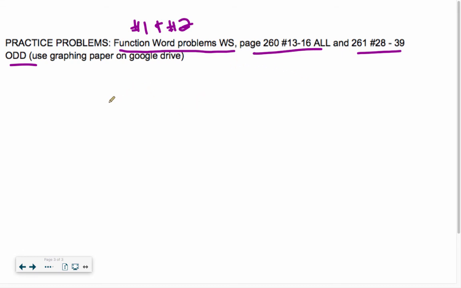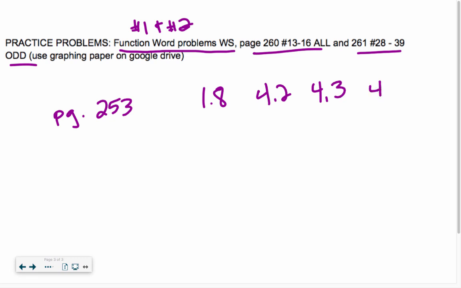Okay? You can also look at 253, I believe, is some good practice problems for domain and range, if I remember that correctly. So we've studied 1.8, 4.2, 4.3, and 4.4. So you should be familiar with all of that material.